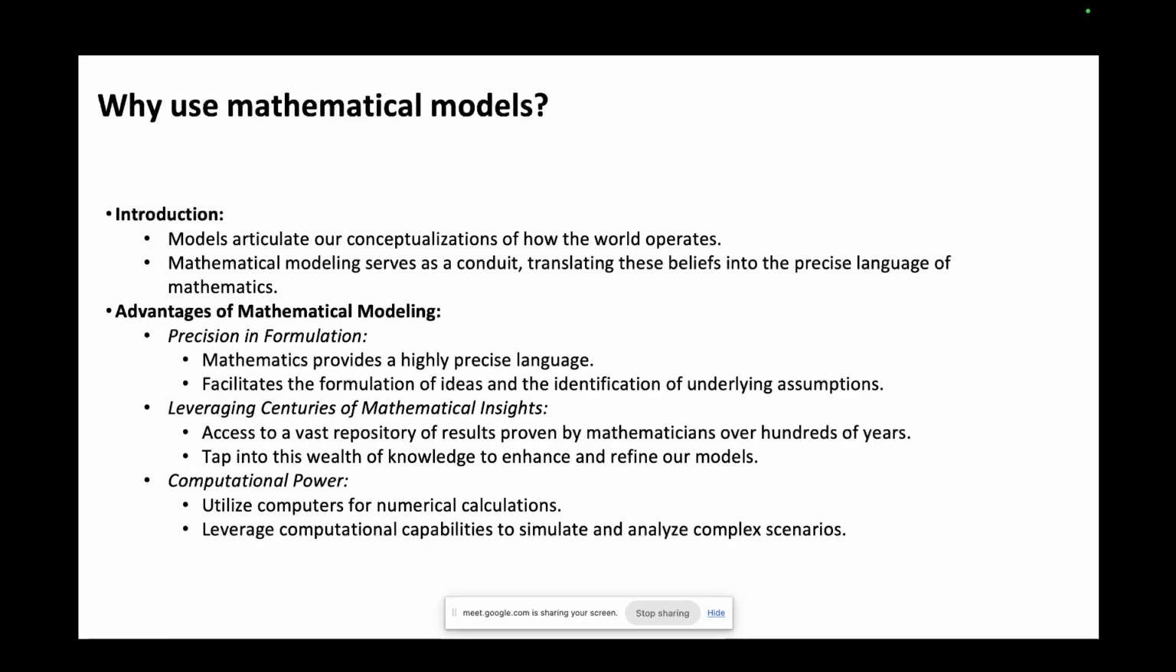There are a few advantages of using mathematics to understand biology. The first thing is it's very precise. We are not that precise. We do not know how precisely a biological system will work, but we have to design equations which will precisely describe the system. So it's kind of a paradox, but anyway, it's very nuanced and very precise, and it facilitates the formulation of ideas and identification of underlying assumptions.